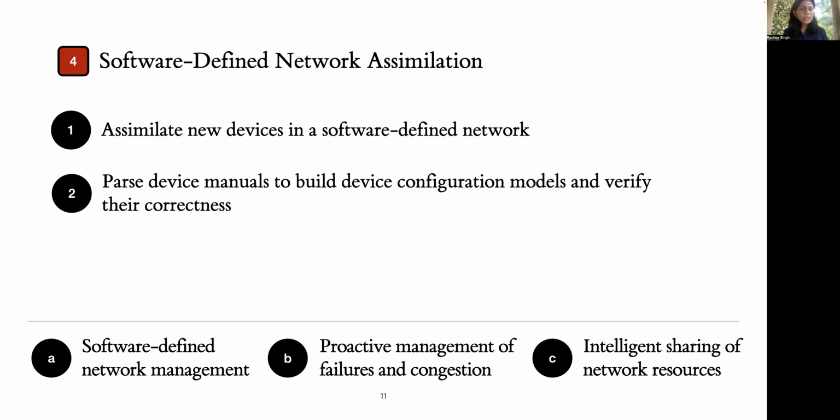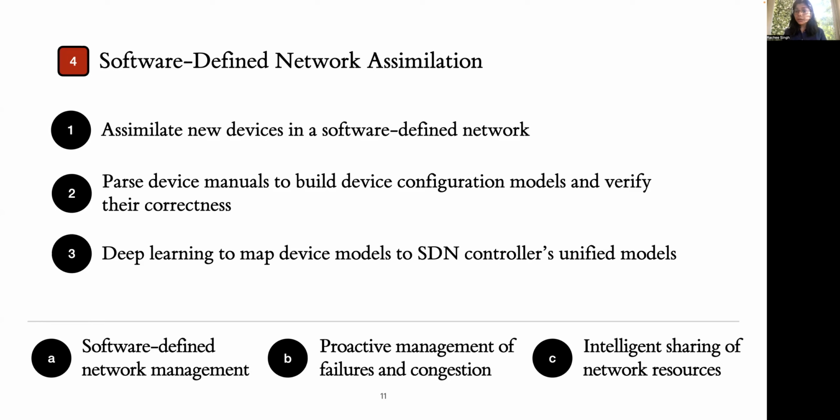Authors of this work propose techniques to perform assimilation of new networking hardware automatically by parsing manuals of network devices to build correct device configuration models. Then they use deep learning to map the device configuration model to the SDN controller's unified model. This work builds on the idea A by making assimilation of network devices in software-defined networks scalable and automatic.